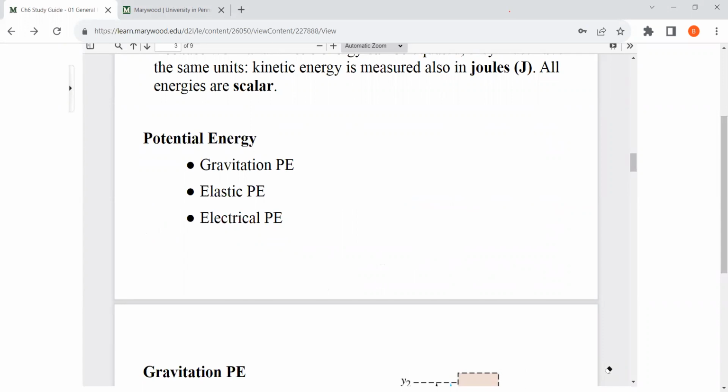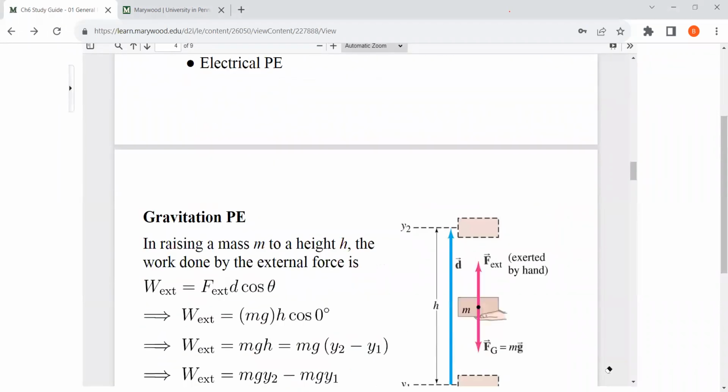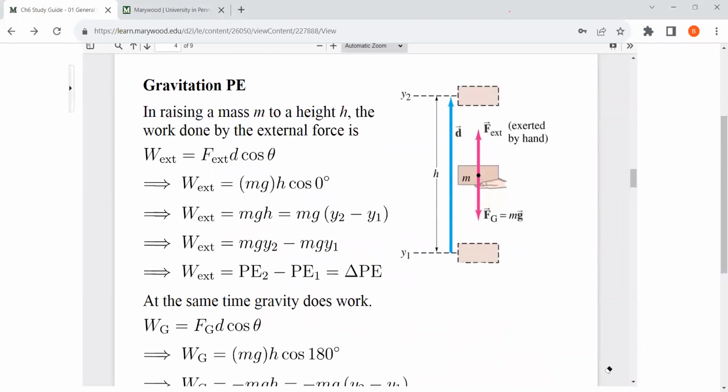So let's start with gravitational potential energy. Again, here you will see that gravitational potential energy is somehow related to work done. To understand this, let's consider this picture. Let's say we have a brick at the ground. So this is a brick. Let's say its mass is m. So it's on the ground.